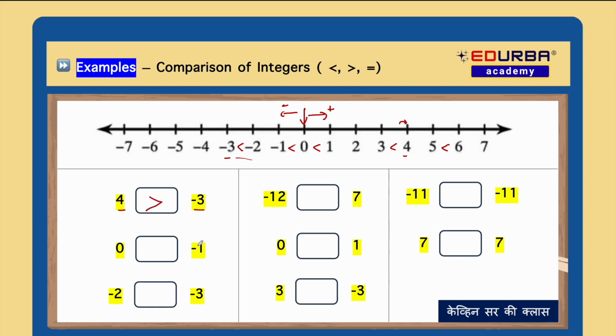Similarly, between 0 and -1, 0 comes here, -1 comes here, and we know that 0 comes on the right side. That means 0 has to be greater than -1.